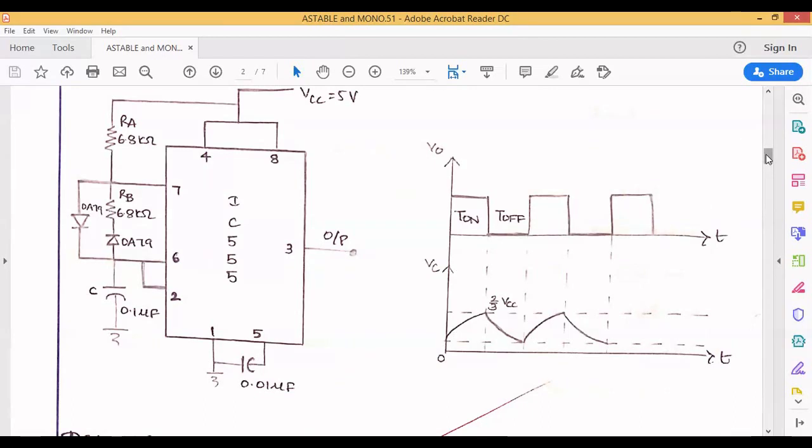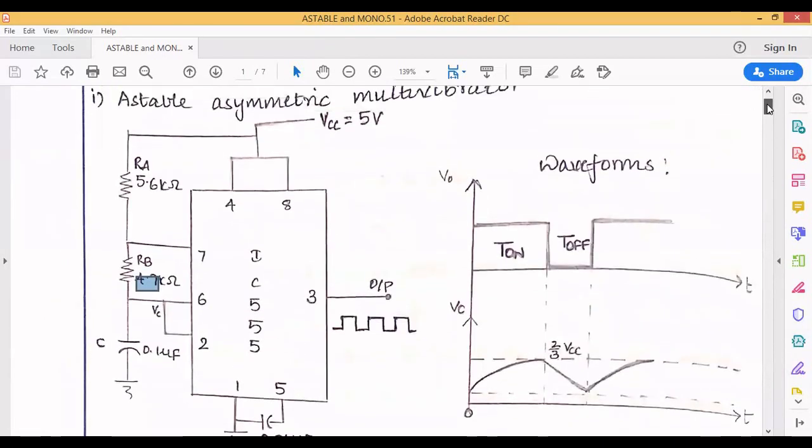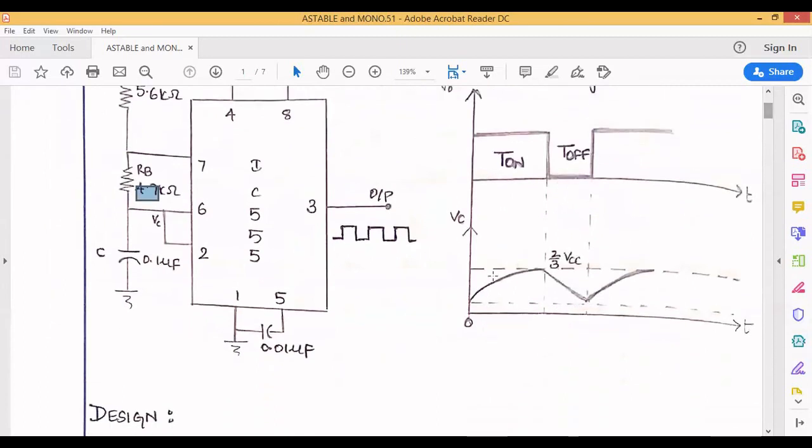Similarly, in the astable asymmetric also, you can observe T on is greater than T off. Whenever it is on, during on time the capacitor starts charging. When it is off, the capacitor starts discharging, and the charging time is greater than the discharging time. As you can observe, next also the charging time is greater than the discharging time. Suppose if you take T on less than T off, then the charging will be less than the discharging. So this is about the astable multivibrator.